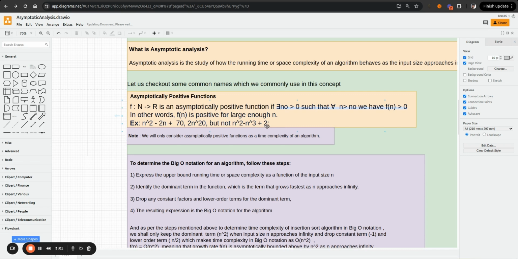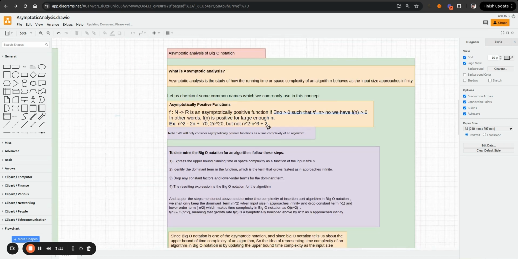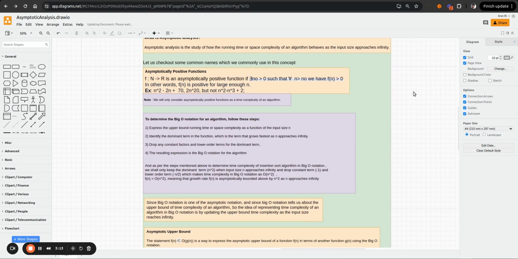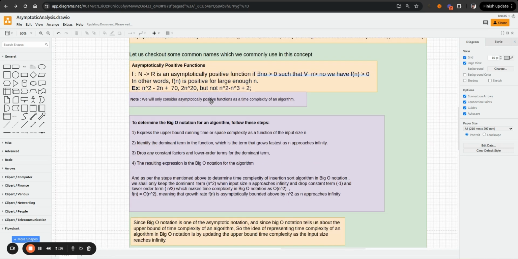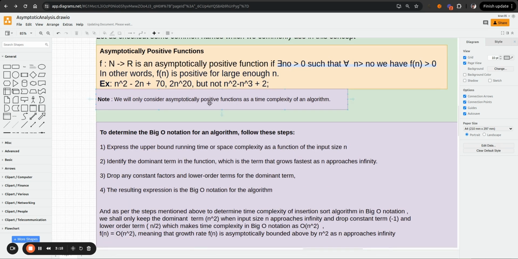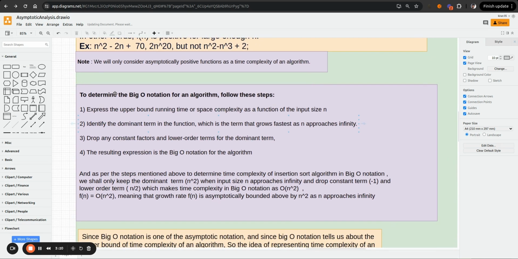So in this case, to express the time complexity of an algorithm, we will only consider asymptotically positive functions. So this is what I mean by asymptotically positive functions. Now we'll see how to calculate the time complexity of an algorithm in big O notation by following these simple steps. These are the four steps which you need to do.